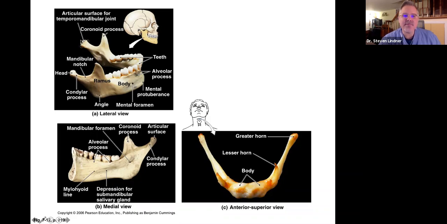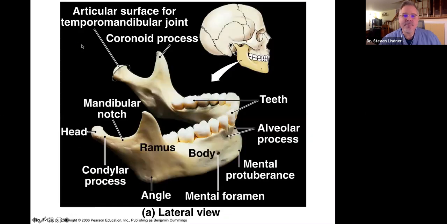So here, the mandibular process or the condylar process is going to articulate with the mandibular fossa on the temporal bone. And that's what's going to create the temporomandibular joint. This is making contact with the skull for the TMJ. Again, here's a little close-up. Here's the mandibular notch. Here's the ramus. Here's the angle of the mandible. There's your mental foramen, the mental process or protuberance.